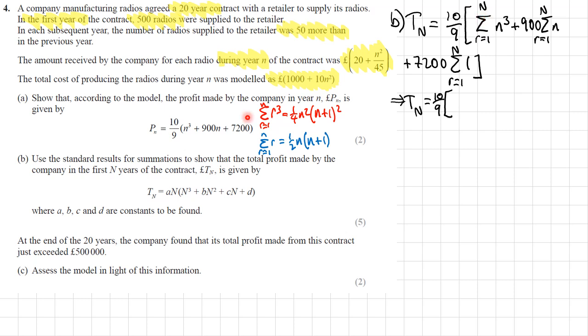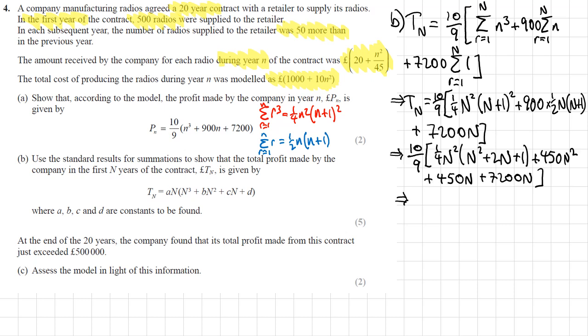And that's this one up here, not the bottom one. So that will be a quarter big N squared times by big N plus 1 all squared. Then we're going to have 900 times by our sum of n. So that's going to be this one. So the 900 is going to get times by half big N, n plus 1, just about squeeze it in. And then the sum of 7,200 ones from 1 to n will be 7,200 big N.